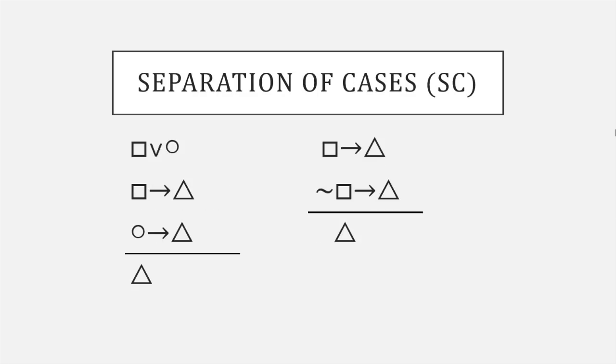So in the first version, we enforced that one of those two things must be true by saying box or circle. In the second case, one of those two things must be true because it's always true that box or not box, P or not P, is always true. Yeah? OK, separation of cases.